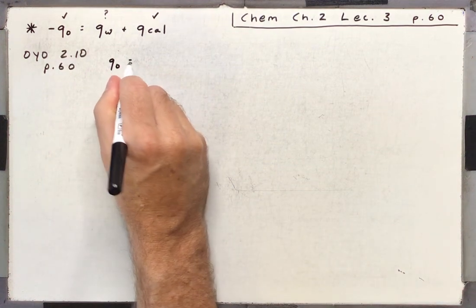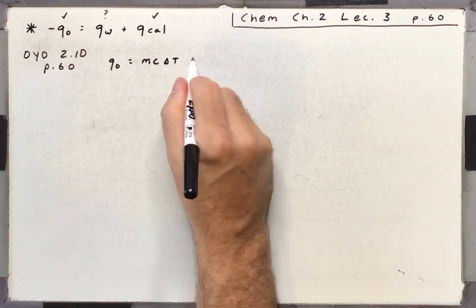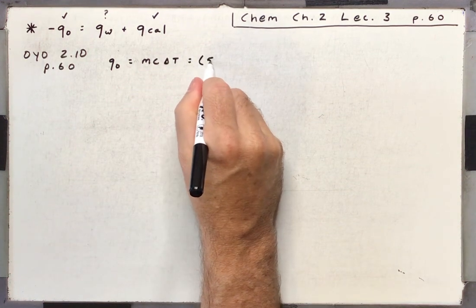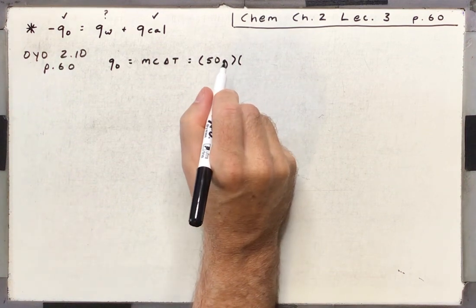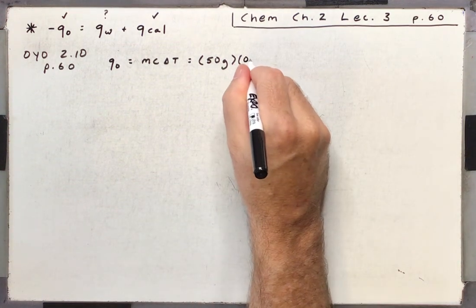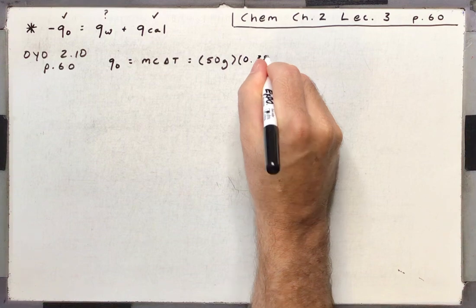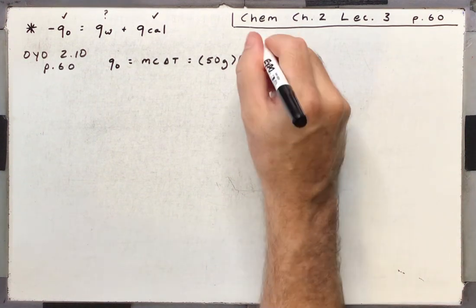The Q of the object, that's mc delta T. That is a 50-gram chunk of copper. So for the copper, we'll have to look back in our book at the table to see what the specific heat of copper is. It's 0.3851. So you might have to look in your book. That's on page 50.